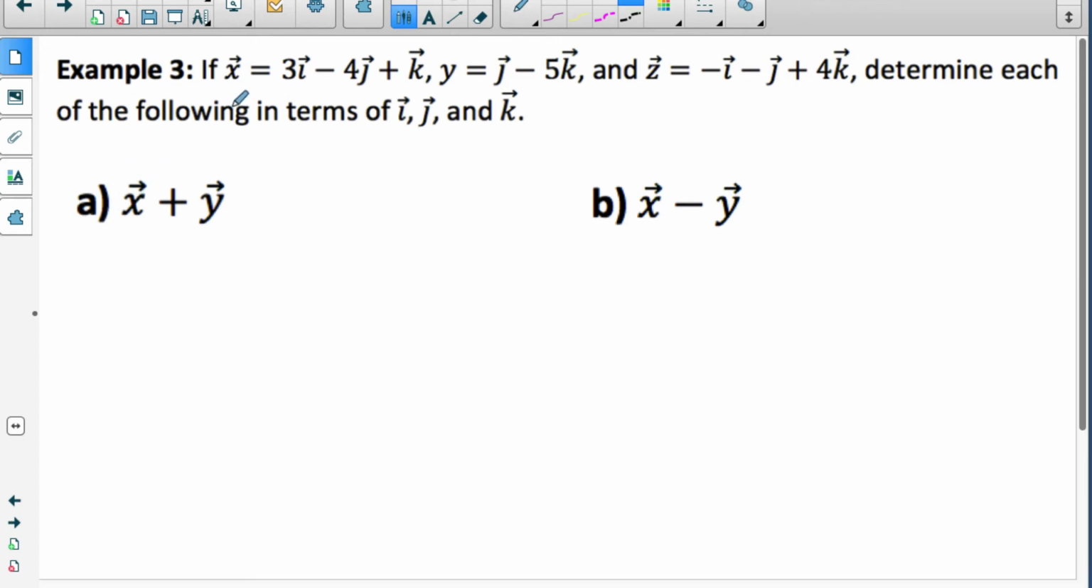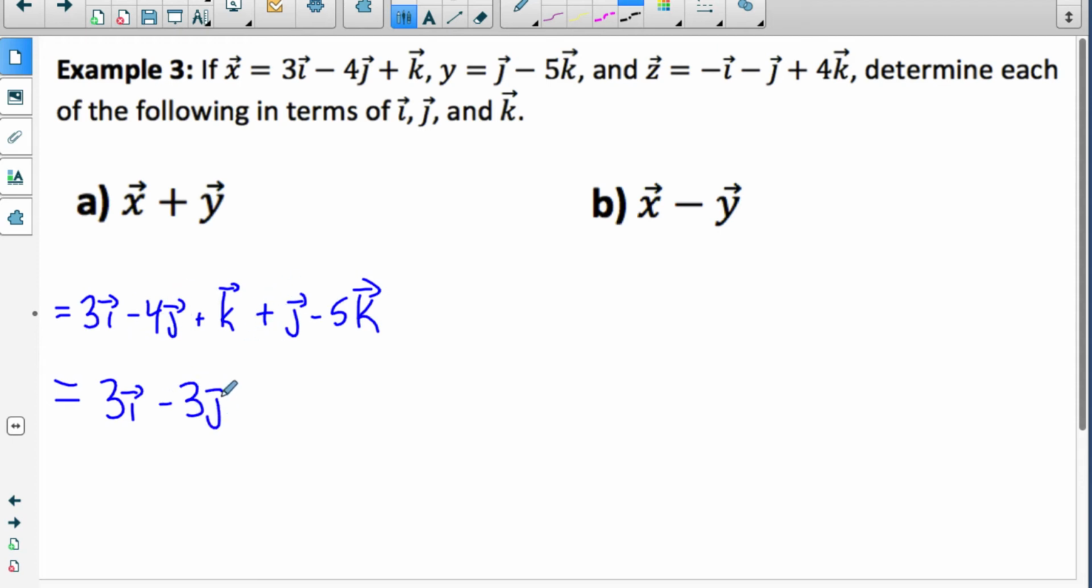So vector x plus vector y. We'll replace vector x with what it says it's equal to. And now replace vector y with what it says it's equal to. So now we have an expression where it's a sum and difference of a bunch of vectors. So I've got 3 times vector i minus 4 times vector j, and so on. Now, when we're adding and subtracting vectors, we can treat them like terms. So 3 times vector i doesn't have any like vectors, so I can just leave that one. -4 vector j plus 1 vector j is -3 vector j. And vector k minus 5 vector k is -4 vector k.